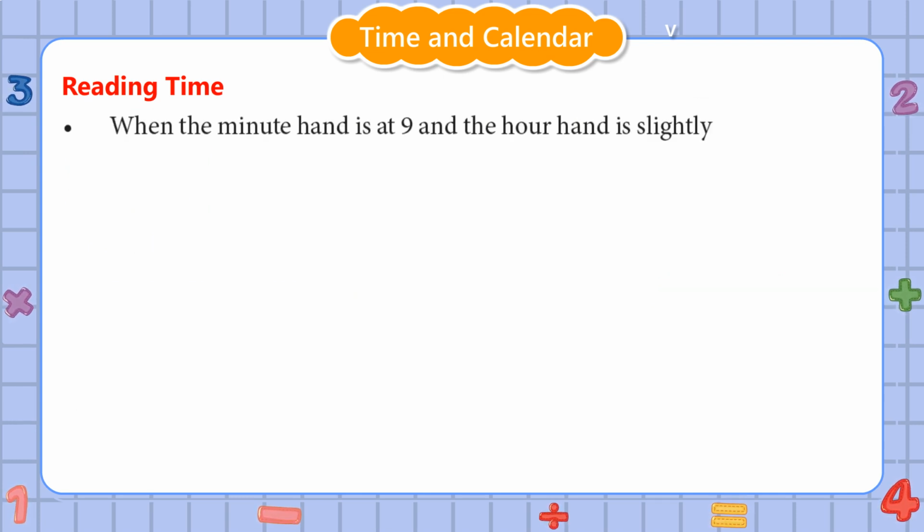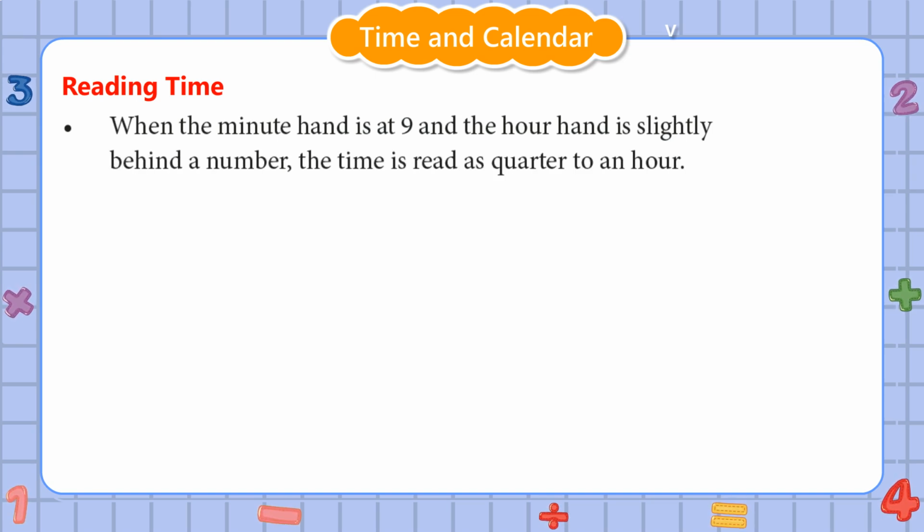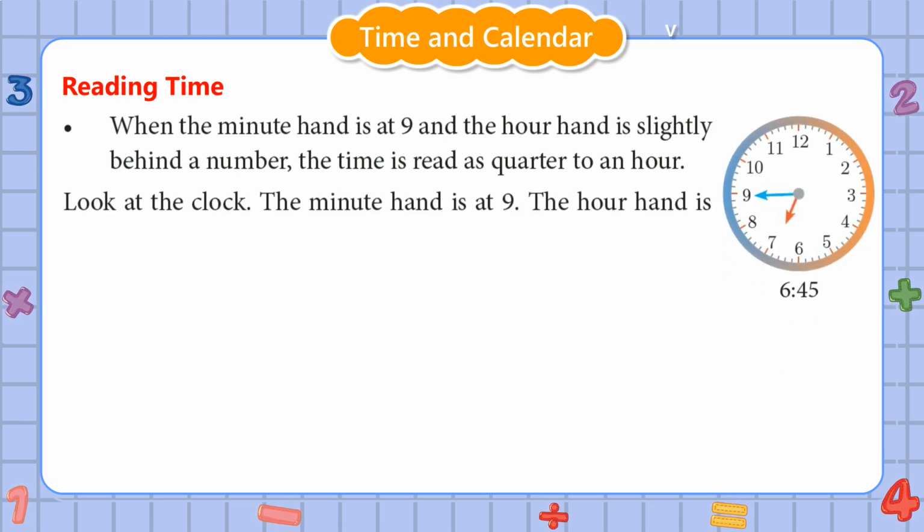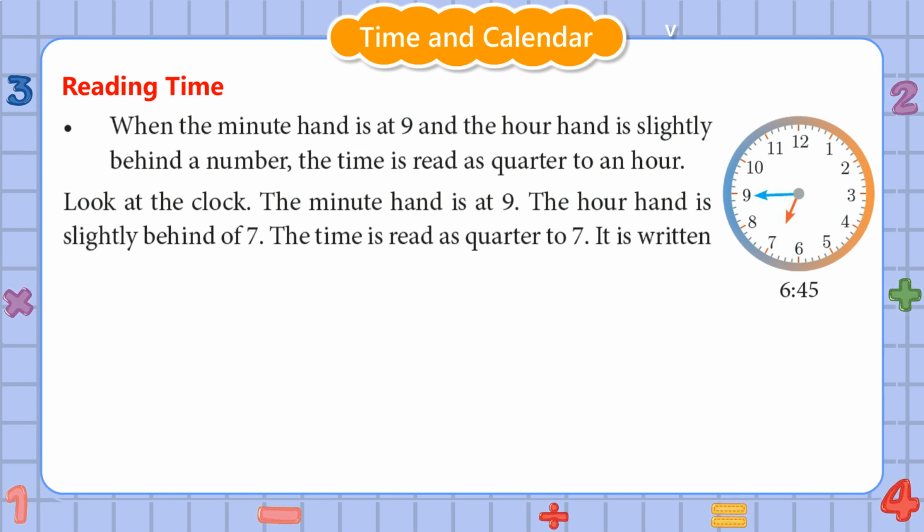When the minute hand is at 9 and the hour hand is slightly behind a number, the time is read as quarter to an hour. Look at the clock. The minute hand is at 9. The hour hand is slightly behind 7. The time is read as quarter to 7. It is written as 6:45.